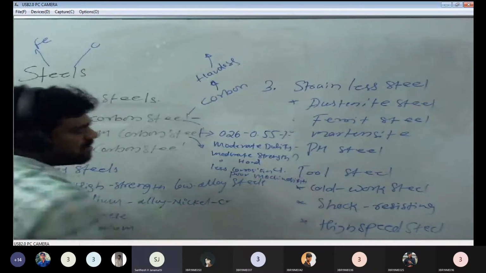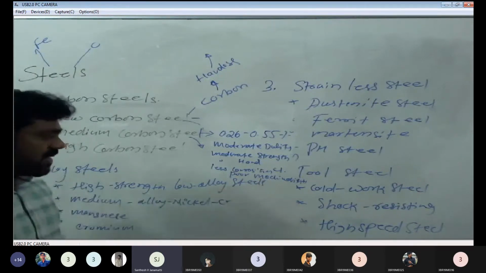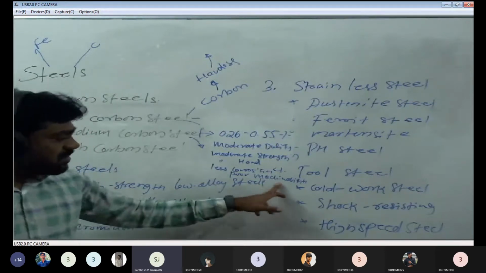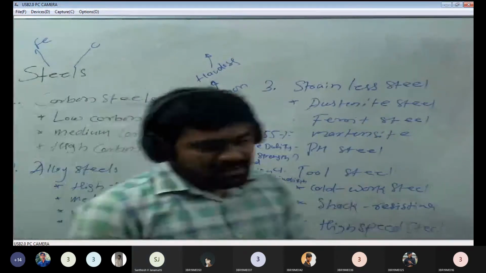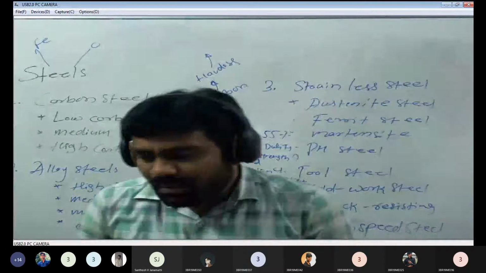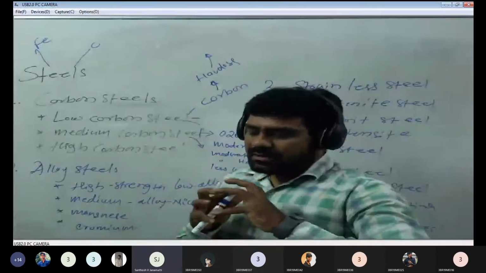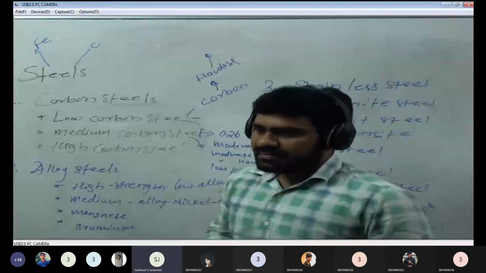What exactly is machinability? I don't have time to ask you, so I will explain. Machinability is nothing but the amount of material removal when we make something using some kind of steels or materials.